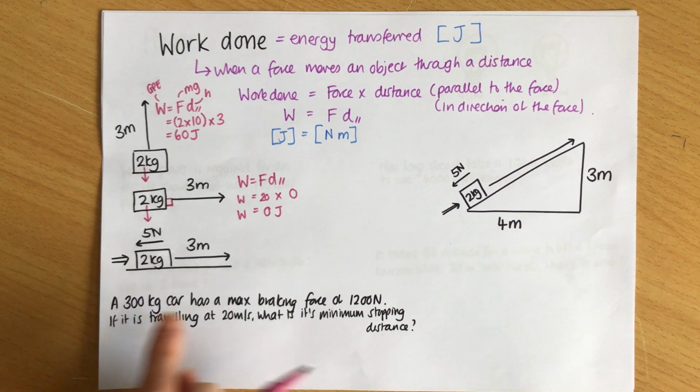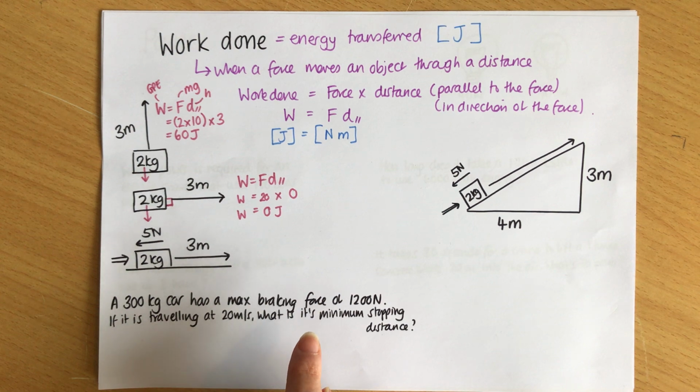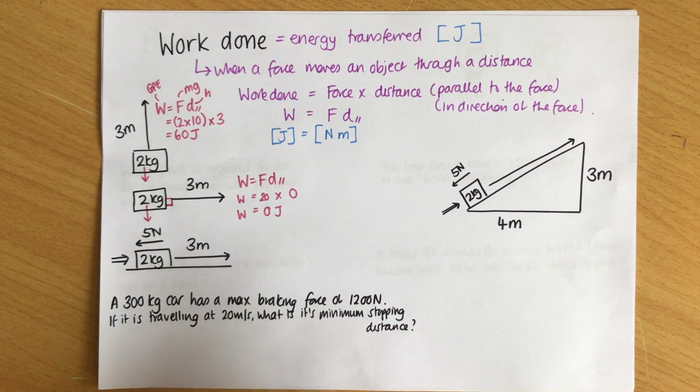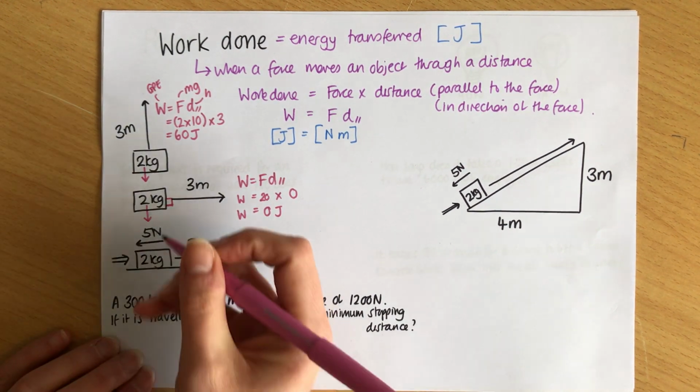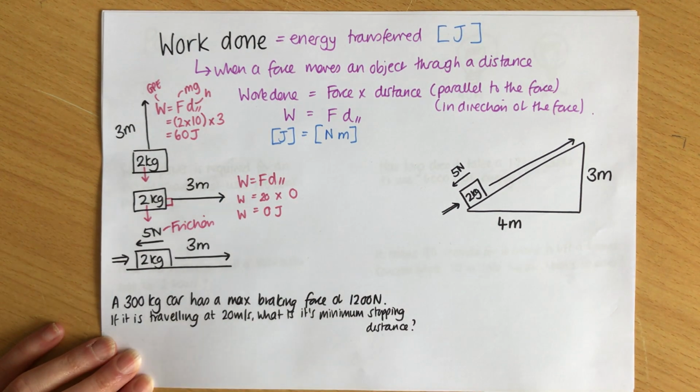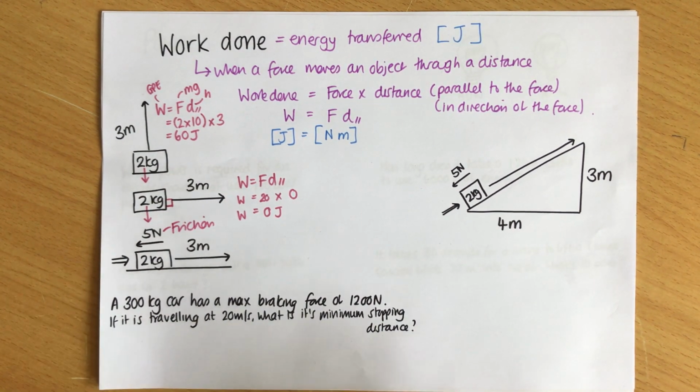The difference, though, is we can still do work horizontally. Here, for example, I've got my 2 kilogram block and it's on a surface, on a table or the floor or the desk. I'm going to push it. When I push an object, I will also always have friction pushing back in the opposite direction. Friction always acts in the opposite direction to motion, so it's always parallel to that motion.